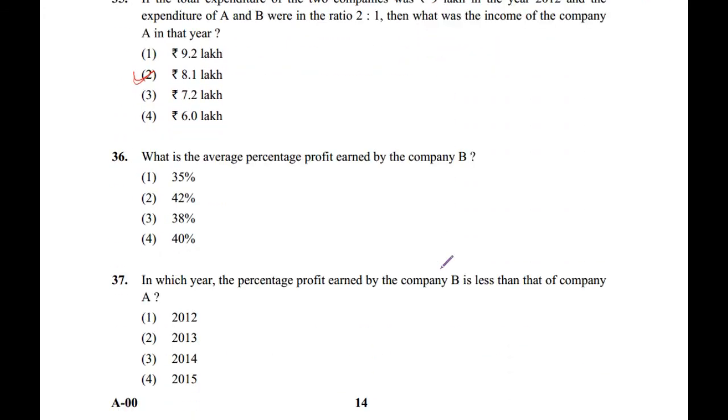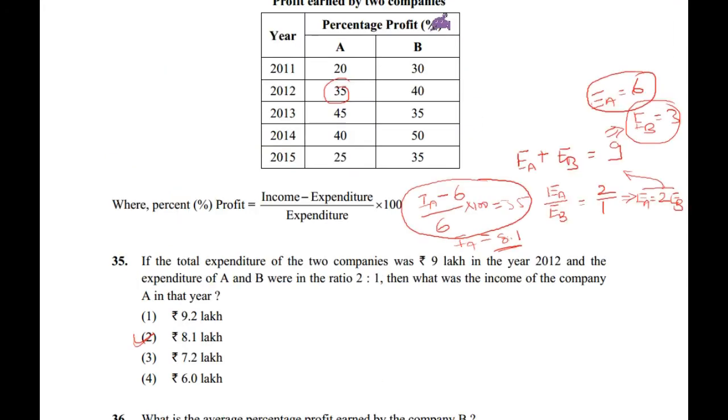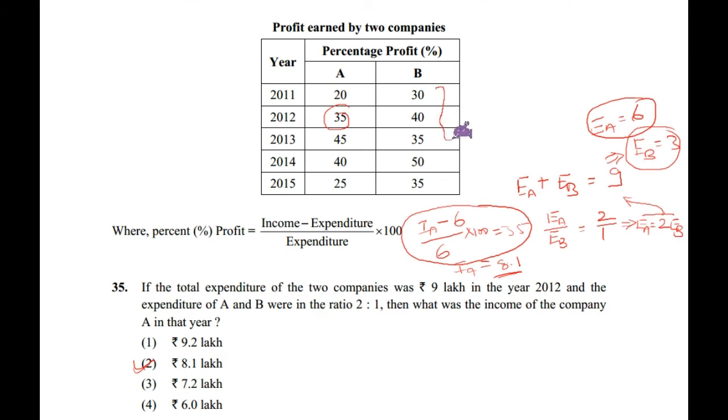Next question is question number 36. What is the average percentage profit earned by the company B? So here is profit for company B is given here. So we will summarize all these profit and divide it by 5. So the summation of profit would be 190 and divided by 5 it would be 38%.